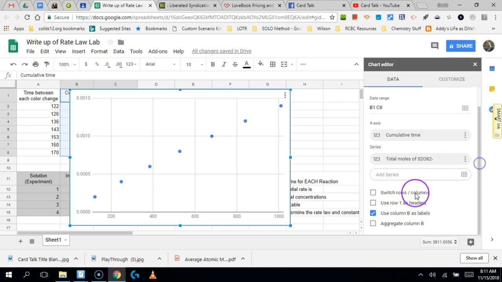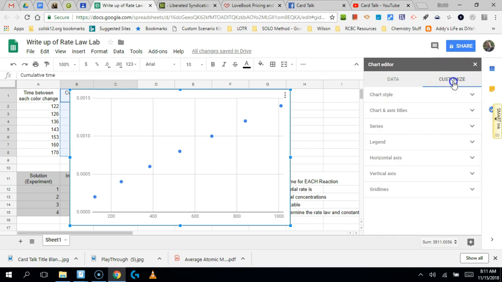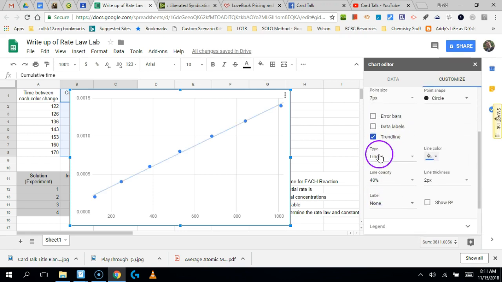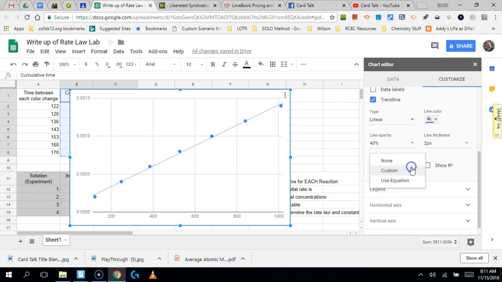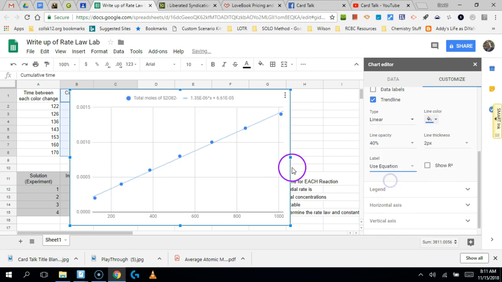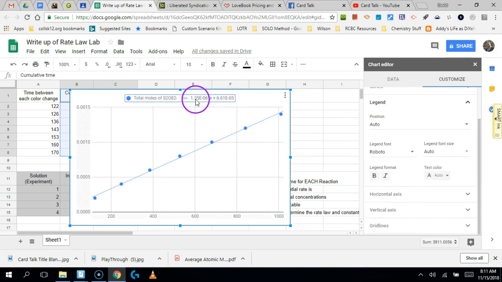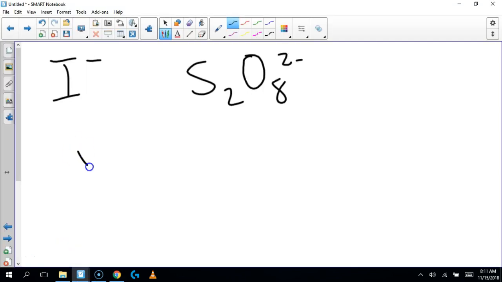Then we come to customize, and we look at the series, and we give it a trend line. We know that it's going to be linear, and we're going to use the equation to label it. Now here's the graph. With the graph, this here is the equation of the line. Remember, it's y equals mx plus b.